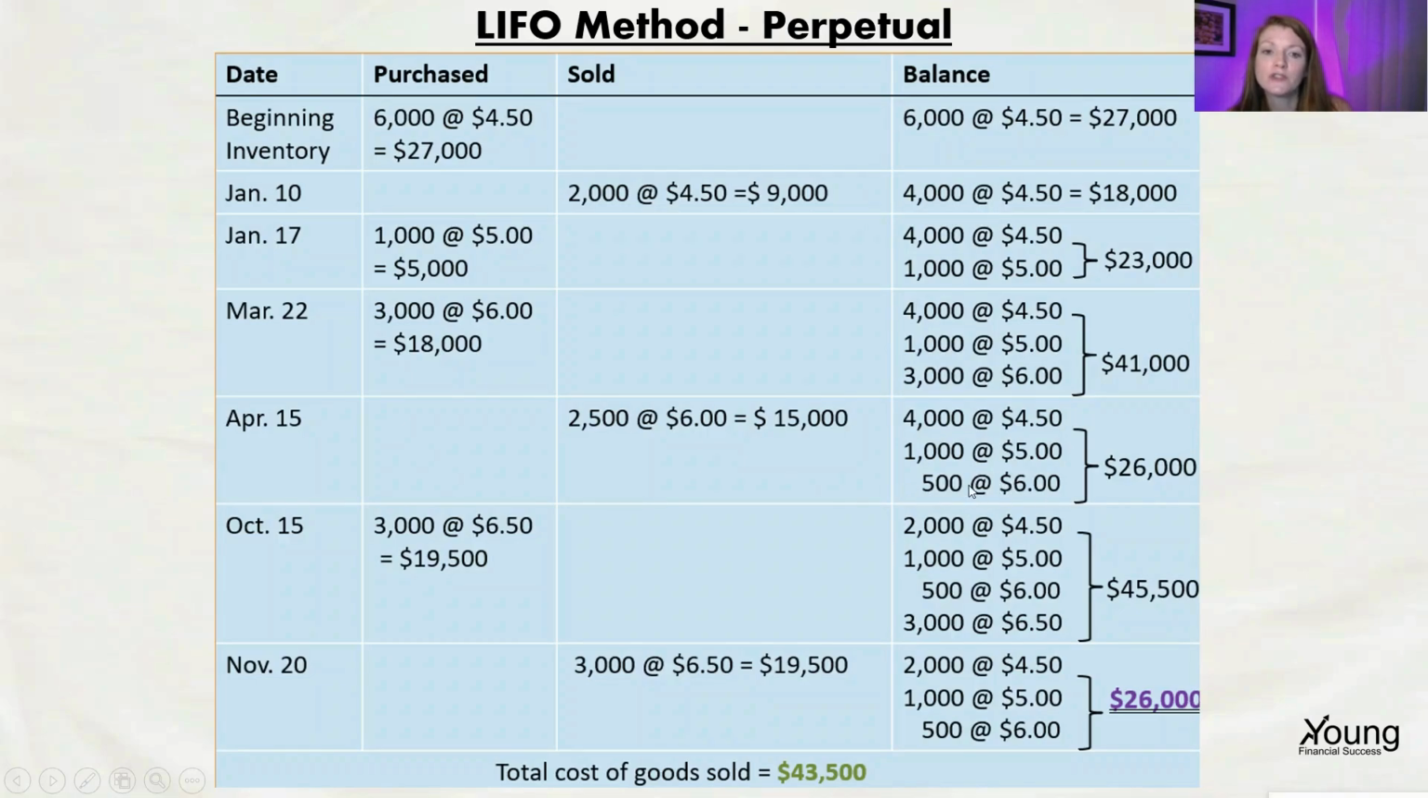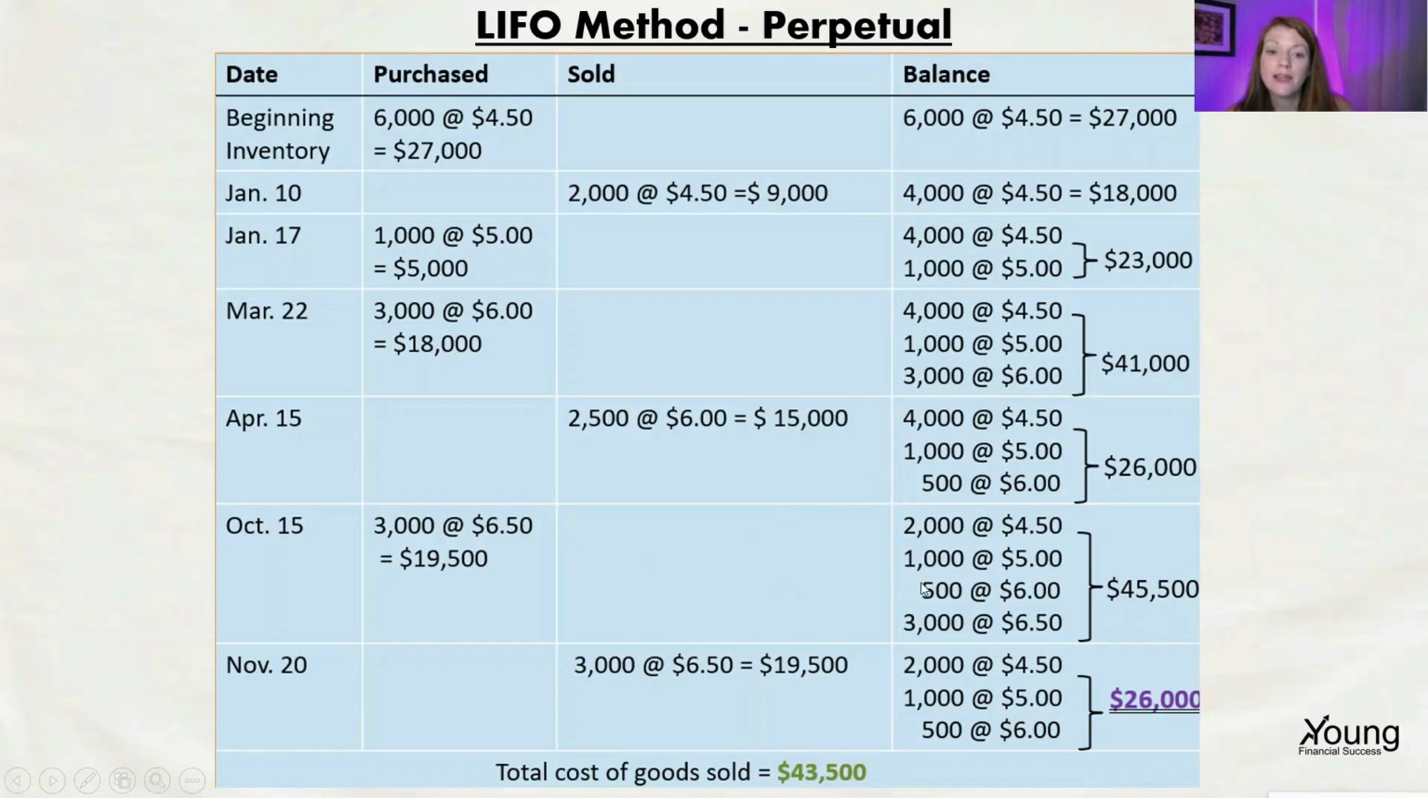But it's when we sell them that we are this time going to go after the most recent purchased. So we had 3,000, we sold 2,500. We're going after that, the most recent purchase. And so we're going to apply that at $6. So it'll be the most recent cost to us, or what we're going to show in cost of goods sold. And that leaves us with $500 there, and these are the same. We haven't sold any of those older ones yet.